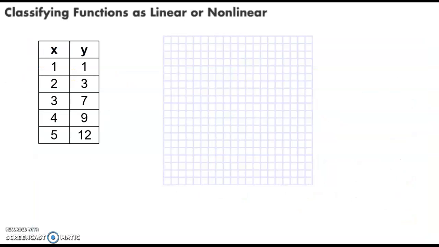All right, so like here in this one, classifying functions as linear or nonlinear. So we have some points here. We've got the point (1, 1), so we go right 1, up 1. And we have (2, 3), so right 2, up 3. We've got (3, 7), so right 3, up 7. We've got (4, 9), so right 4, up 9. And then (5, 12), so right 5, up 12.